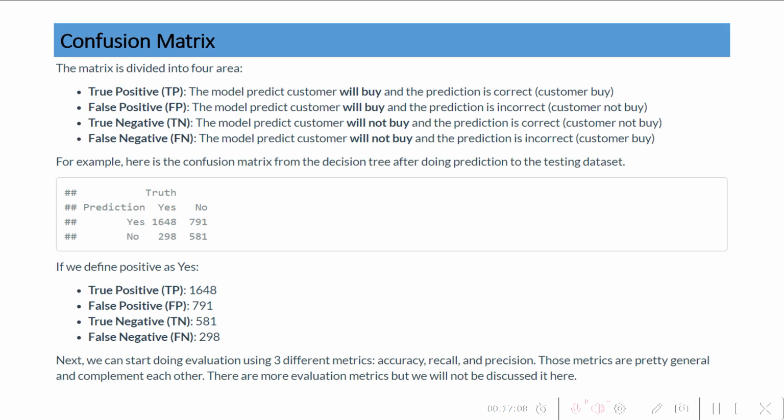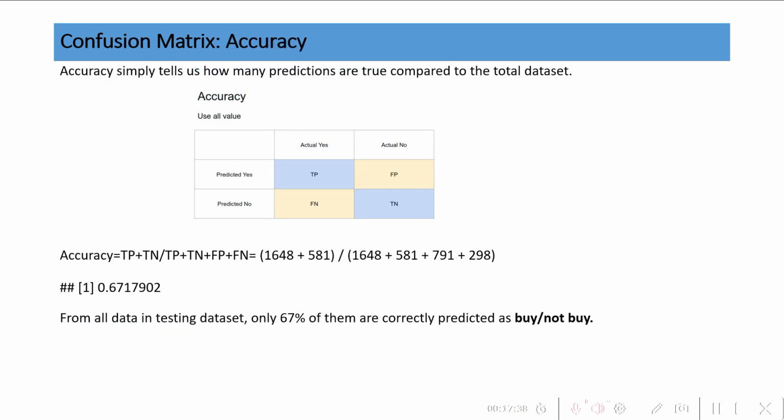True positive is when the model predicts the customer will buy, and the prediction is correct. False positive is when the model predicts that the customer will buy but actually did not buy. True negative is when the prediction was not buy and the customer exactly did not buy. False negative is when the model predicts the customer will not buy but actually the customer bought it. So you can see the true positive is 1648, false positive 791, true negative 581, and the false negative is 298.